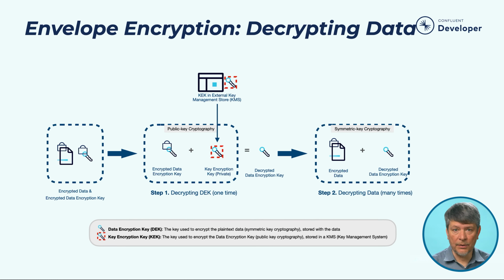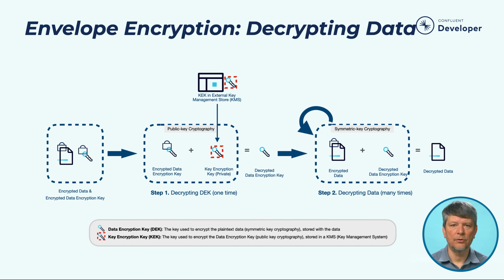Step 2 is decrypting the encrypted data itself. To do this, we will need our decrypted data encryption key. As you probably guessed, here we are using symmetric key cryptography, which is a performant operation. We keep using our data encryption key for decryption as long as we have data to decrypt.